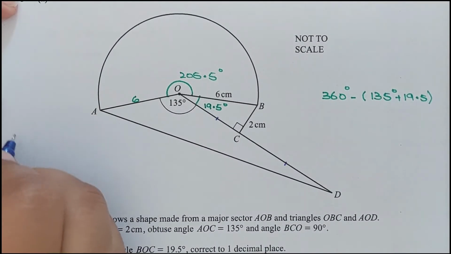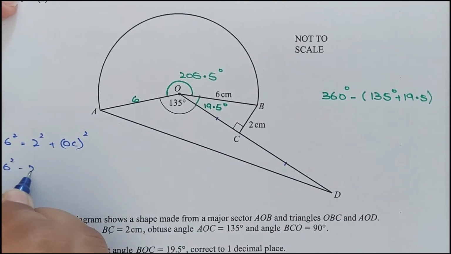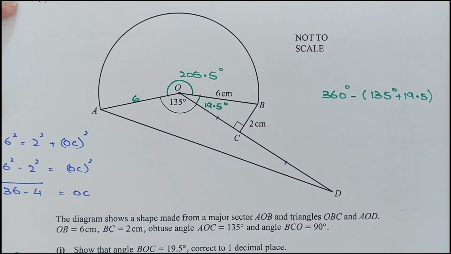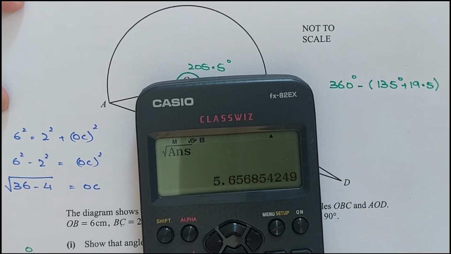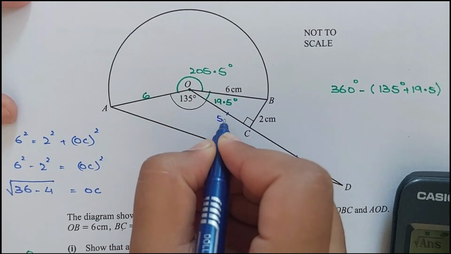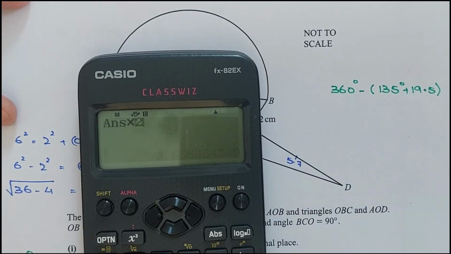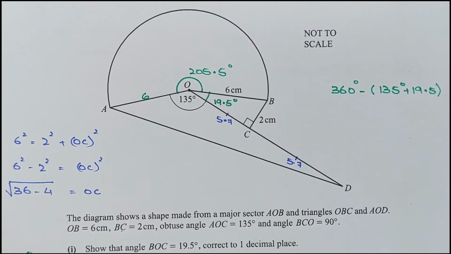Let me do it over here. 6 squared equals 2 squared plus OC squared. So 36 minus 4, square root, equals OC. 36 minus 4 is 32. Square root of 32 is 5.7, rounded. This is 5.7. This is also 5.7 because it is a midpoint. So what is OD? Times it by 2. So OD is 11.3. O to D is the whole 11.3.